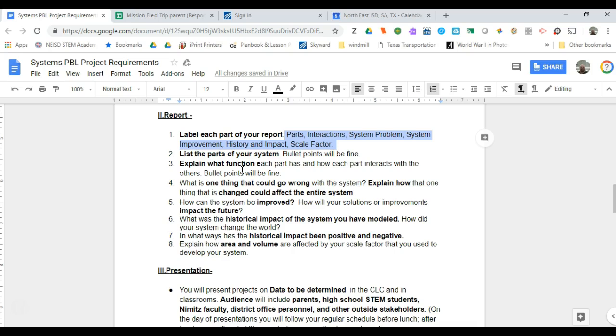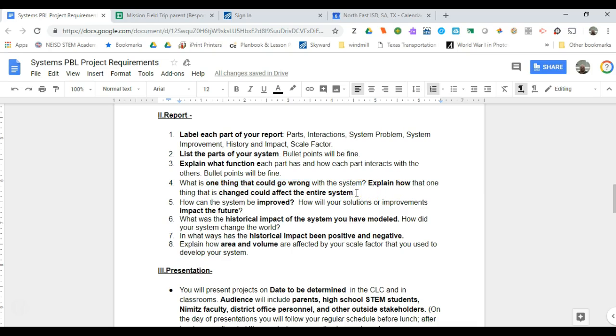It's been a long time since I studied some of these things, so you need to explain that. Not to mention, I might not know much about jet engines, and if you're doing a jet engine as a system, you better be able to explain those parts that I don't know. All right, now, explain what things could go wrong. If you're doing that jet engine and a chicken goes through the engine, well, chickens don't fly. Anyway, if a chicken goes through the engine, that's going to cause some problems. Explain what could go wrong. Explain how that one thing that is changed could affect the entire system.